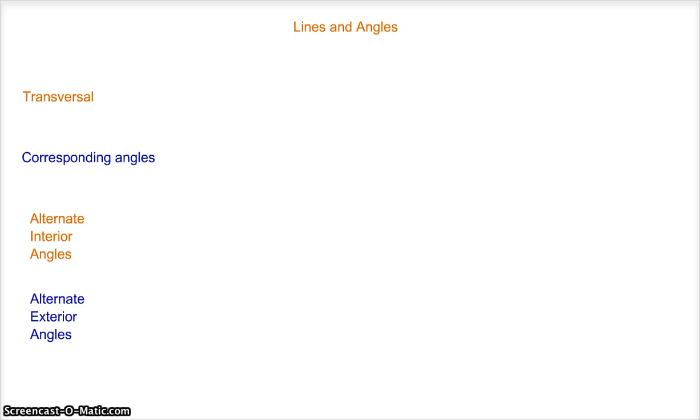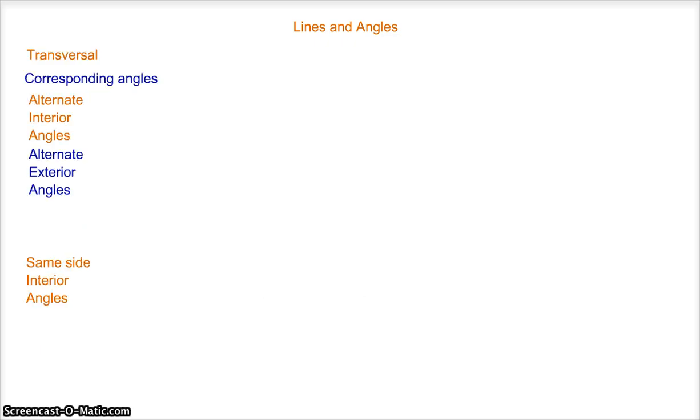Okay, the next vocabulary is alternate exterior angles. Alternate exterior angles lie on opposite sides of the transversal, and both are in the exterior. Again, alternate exterior angles lie on opposite sides of the transversal, and both are in the exterior. So, for example, draw your picture. Have something like this. They are on opposite sides of the transversal, and they're both in the exterior. So, this one and this one is an example of alternate exterior angles.